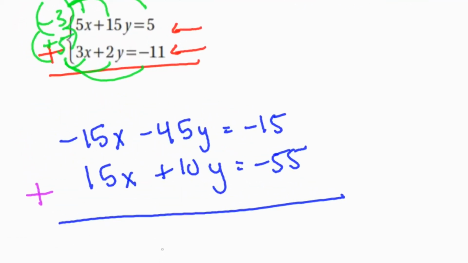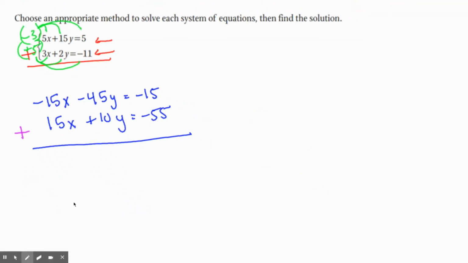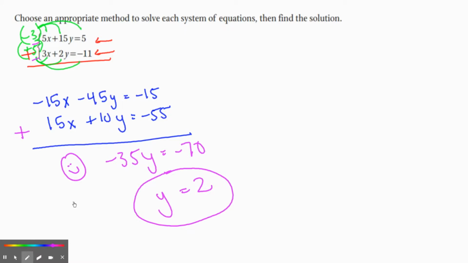Now that I've multiplied both the top and the bottom equation by these two respective numbers, -3 and +5, when I add, I'm going to get 0 for my x term, which means I've effectively eliminated it. So I can solve for y. And I get y is equal to 2. Now what do I do with that y is equal to 2? I can substitute it either into the top equation or the bottom equation. It's up to you.